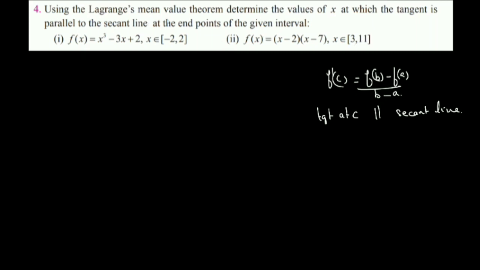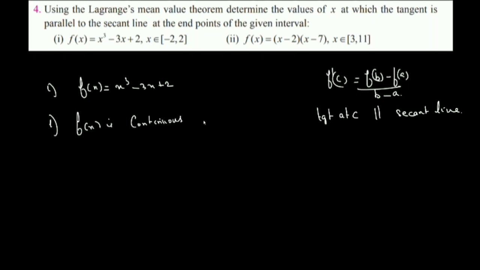The first function is f of x is equal to x cube minus 3x plus 2. So it is a polynomial function. The first condition: f of x is continuous. It is a continuous curve, continuous in the closed interval minus 2 comma 2. Because it is a cubic polynomial function, it will never become infinity, whatever value you substitute.